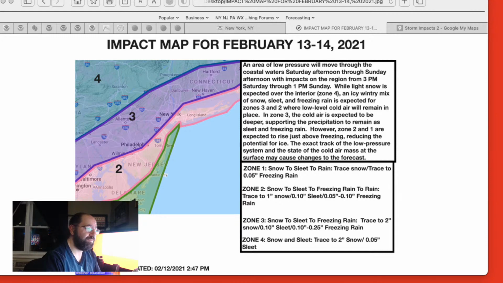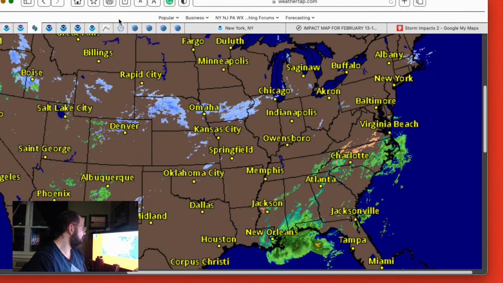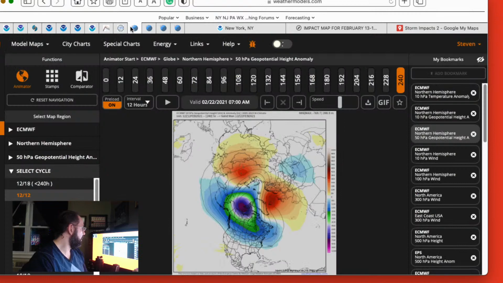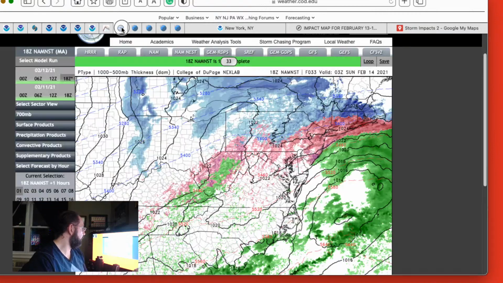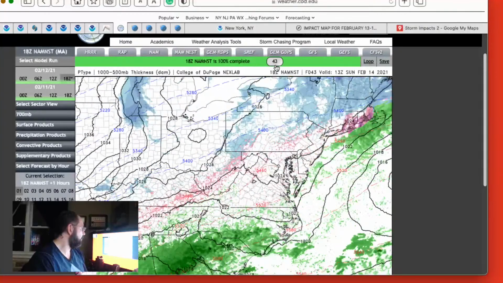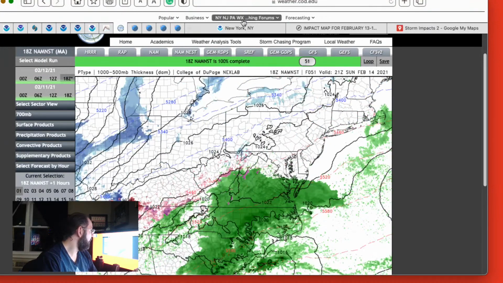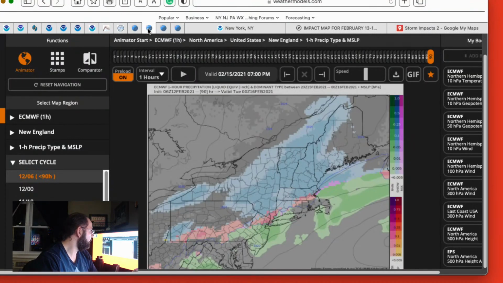Where was I? Okay, so the storm evolution that I'm seeing here is such that I think that the first wave here is going to produce a pretty significant ice threat for tomorrow afternoon on through Sunday morning. And then the question is the next storm.